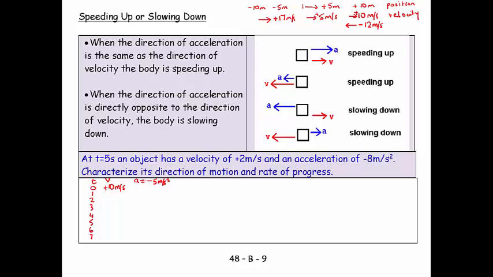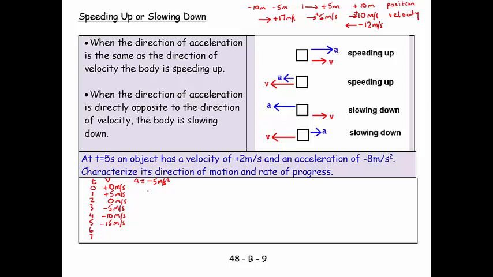And so after 1 second, I've changed my velocity by minus 5 meters per second. So I add on minus 5 and I get plus 5 meters per second. After another second, I add on another minus 5. Well, now I'm down to 0 meters per second. After another second, I add on minus 5, and I have minus 5 meters per second. After another second, I'm at minus 10 meters per second. After another second, I'm at minus 15 meters per second, and so on.